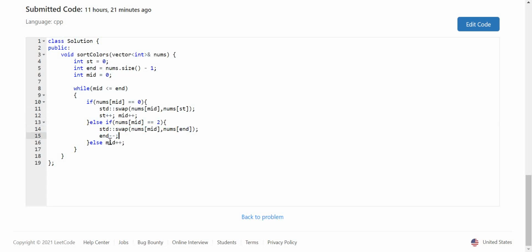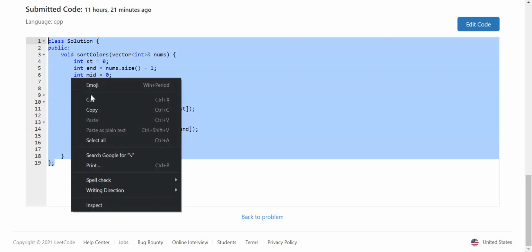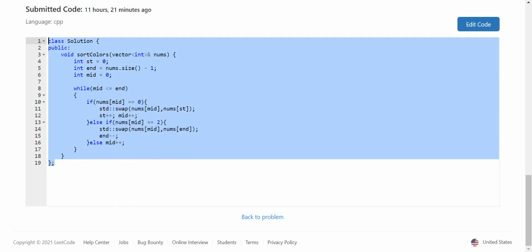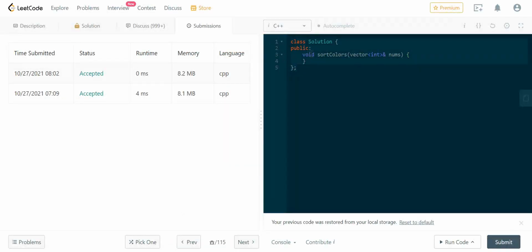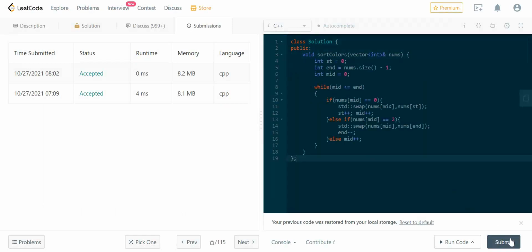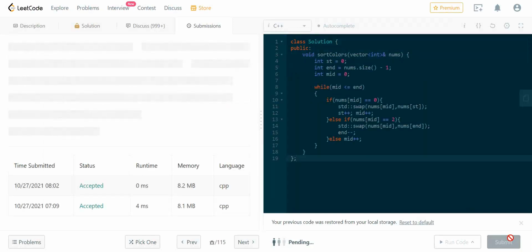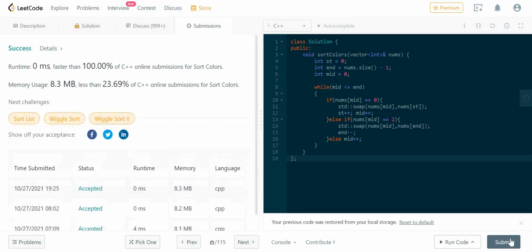The only possibility left is 1. In case of 1, we just increment the mid pointer, because this is correct, since the 1 must be in the middle part of the array. So this algorithm will work fine. Let me copy and paste it and submit. You can see this is all correct.